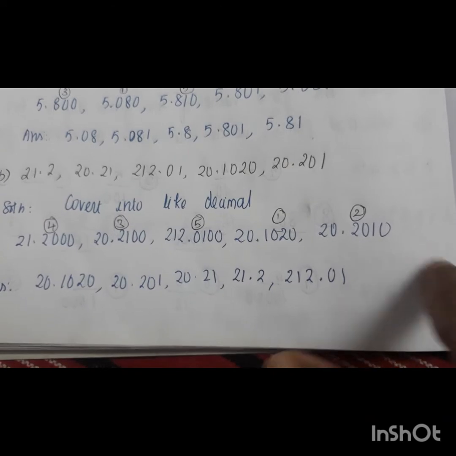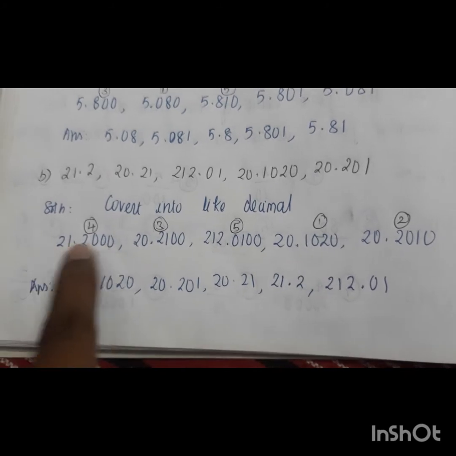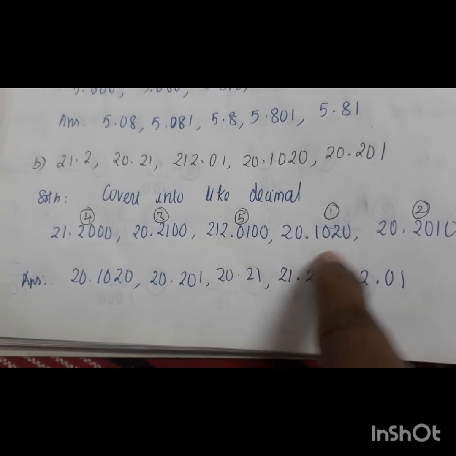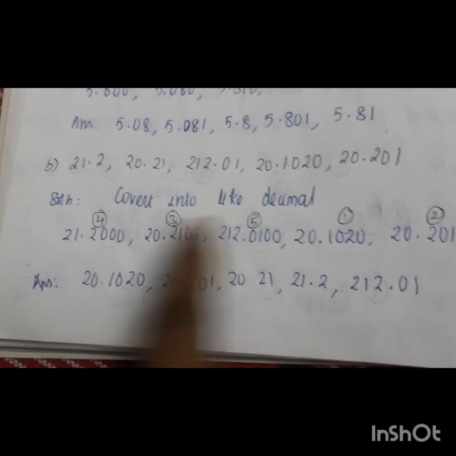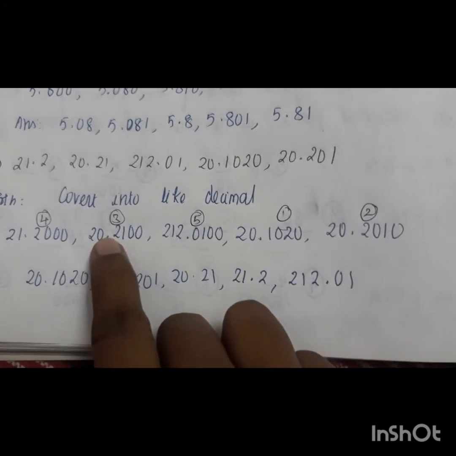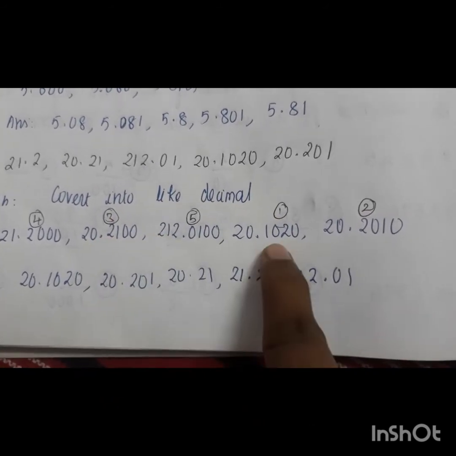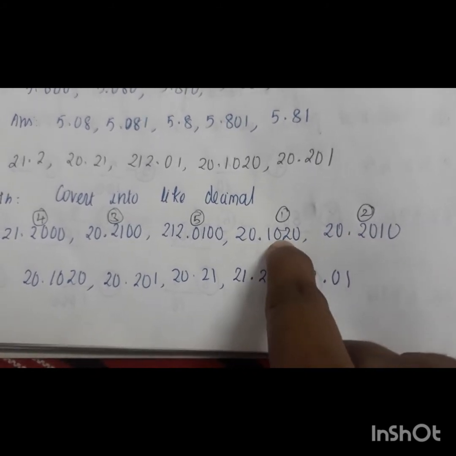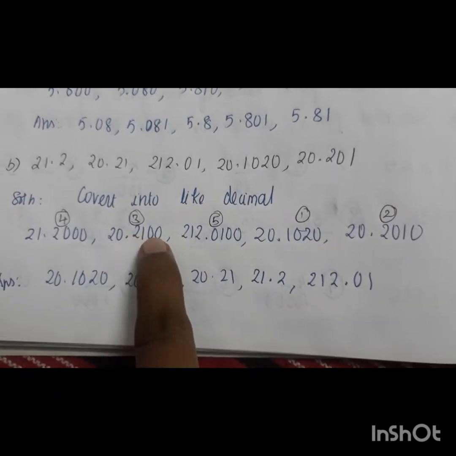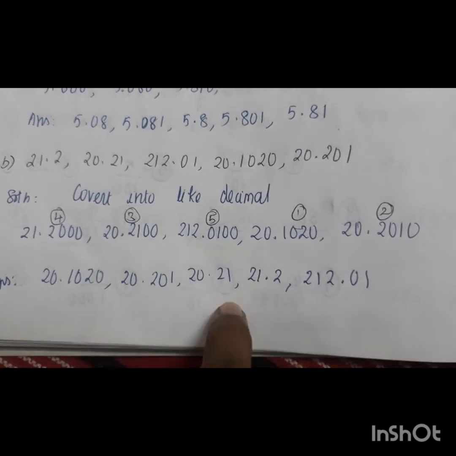20.1020, 20.2010. Okay, so here also first you check all the integral parts: 21, 20, 212, 20, 20, right? Among these, 20 is the smallest one, but 3 terms are given, right? So in that you check the decimal part of these 3. Here 2 is there in the decimal part, and then 1, 2. So this will be the smallest one, 20.1020. Then compare these two and find the smallest one, 2100, 2010. So this will be the second smallest one and the third smallest one.